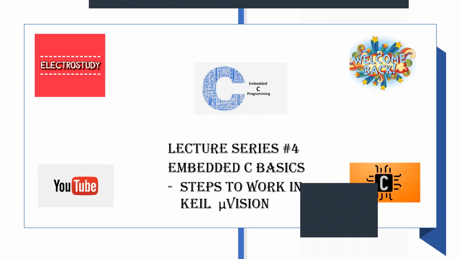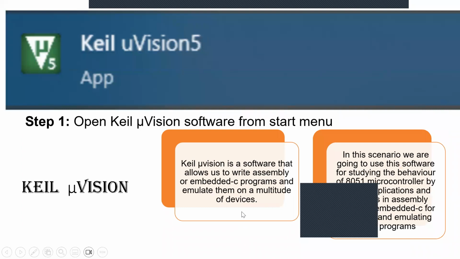This is the lecture series for Embedded C Basics, where you will be seeing the steps to work in Keil mvision. This is the software which you will be using for designing all the programs based on your microprocessors and controllers. There are some 10 steps that you have to look at to encode a code into this software and decode an output from this software. So we'll be going through all those 10 steps.